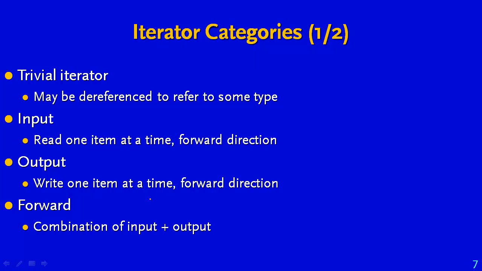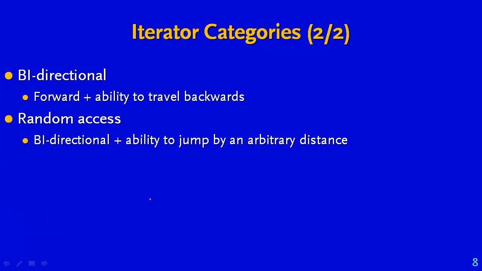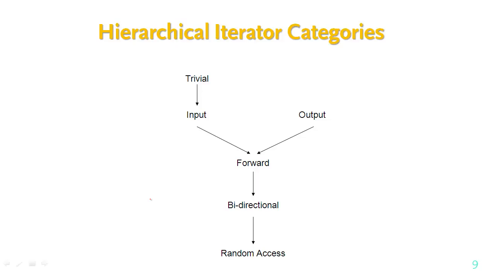Forward is a combination of input and output, so you can go forwards and read and write. Bidirectional means it's a forward iterator plus the ability to travel backwards, so you can go backwards with the minus operator. Random access is bidirectional, of course, and you can jump to an arbitrary position. So here's the hierarchy which I've shown you already.